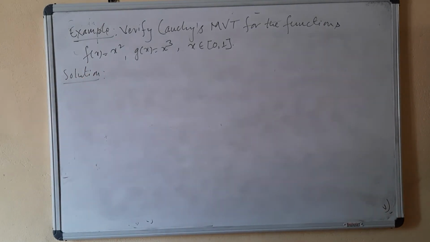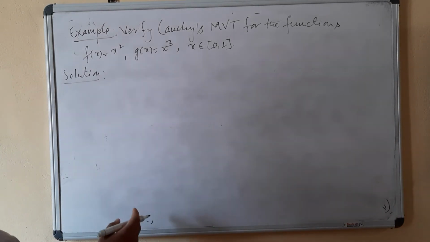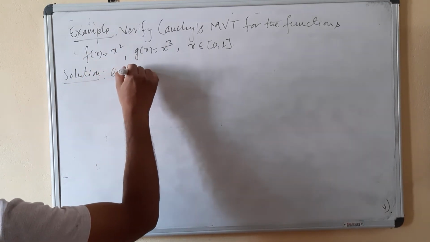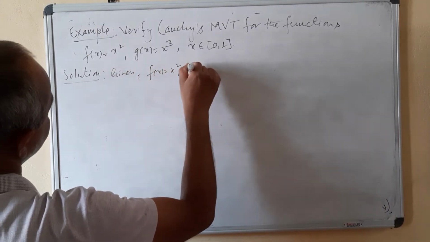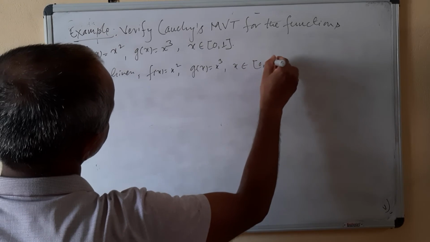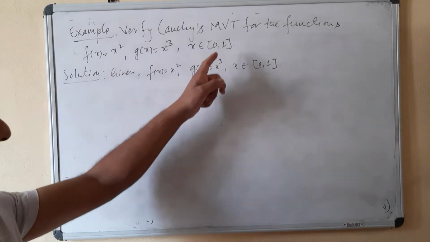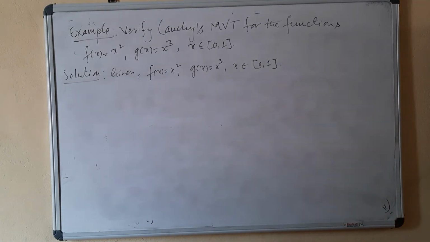The first one is, we have been given two functions here. Given f of x equals x square, g of x equal to x cube, where x belongs to 0 to 1. And first of all, to verify Cauchy's mean value theorem, both of these functions must satisfy the hypothesis of Cauchy mean value theorem. And you know there are two hypotheses of Cauchy mean value theorem.